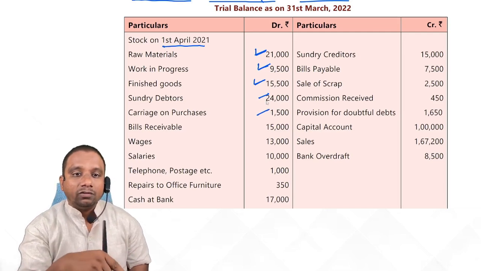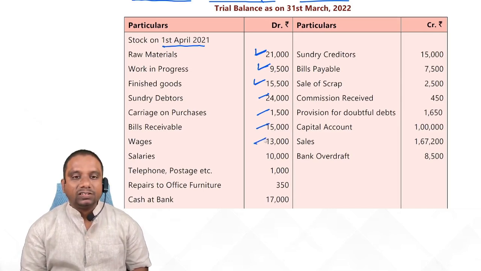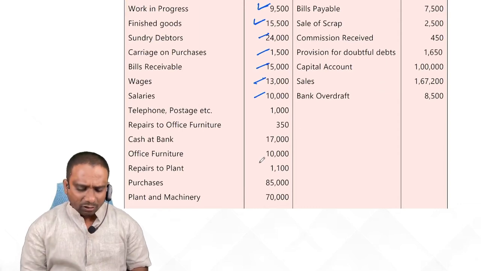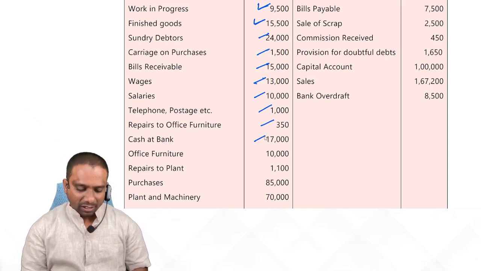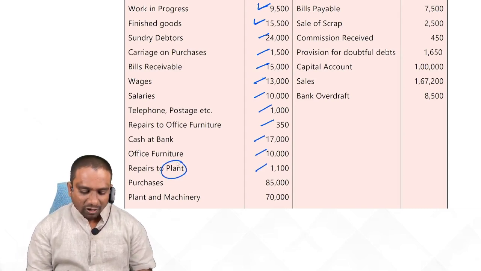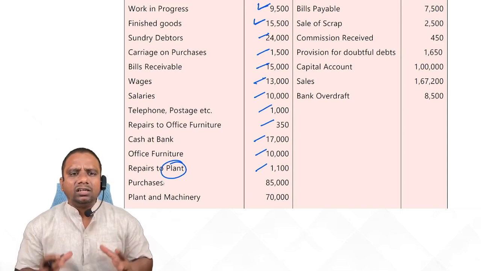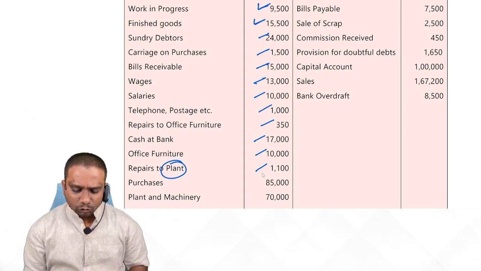Sundry debtors, balance sheet. Carriage on purchases. Where do we show manufacturing account? Debit side. Bills receivable, balance sheet asset. Wages, manufacturing account debit. Salaries, P&L account debit. Telephone and postage, P&L account debit. Repairs to office furniture, P&L account debit. Cash at bank, balance sheet. Office furniture, balance sheet. Repairs to plant: see, where do we use this plant? In the production process. So whatever expenses we incurred regarding the production process, we have to debit to the manufacturing account. So this repairs also is shown on the debit side of manufacturing account.